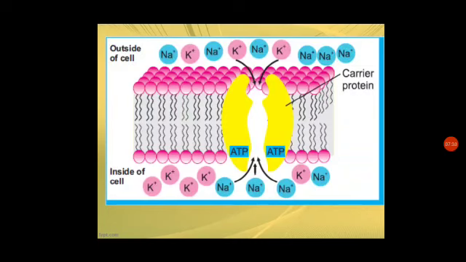Here you can see the outside cell environment and inside cell environment. Sodium is moving outside the cell and potassium is coming inside the cell, and the carrier protein, which is named the sodium potassium pump, is actively transporting the sodium and potassium with the help of ATP or energy bundles.